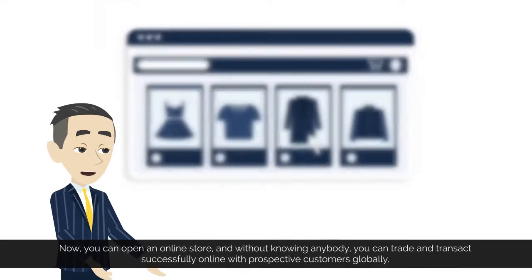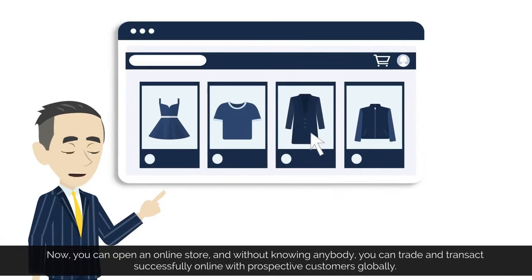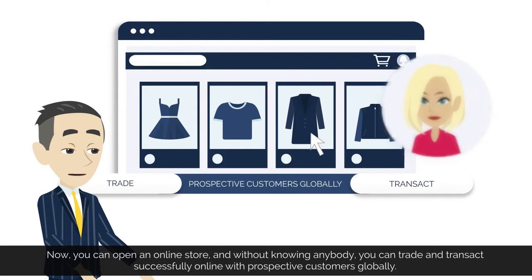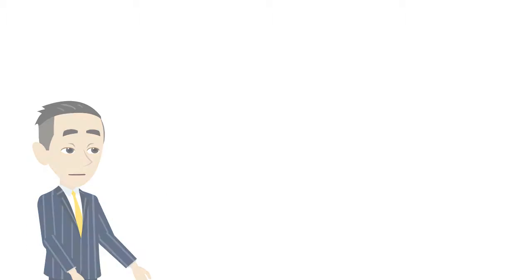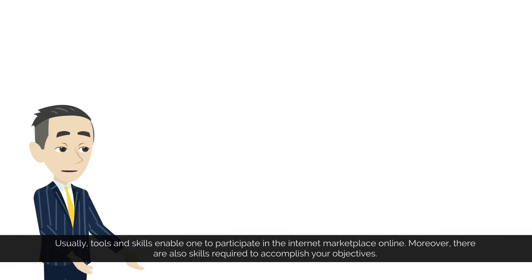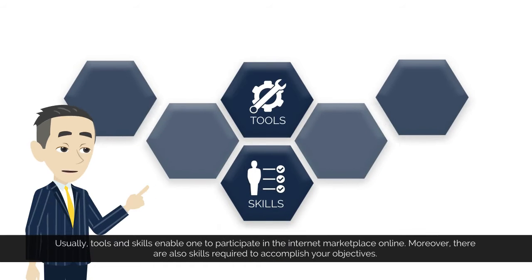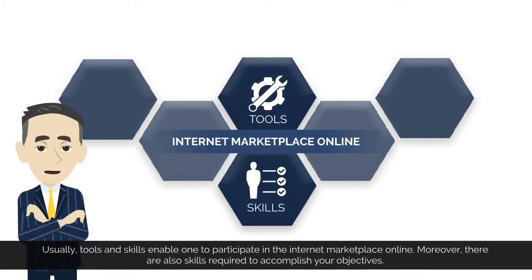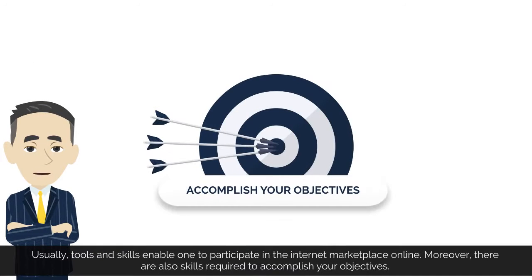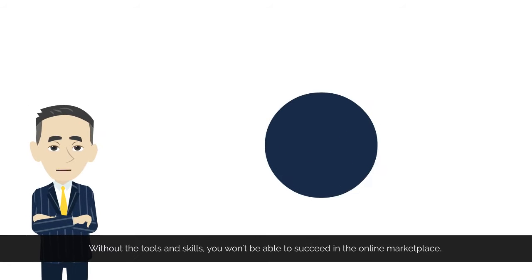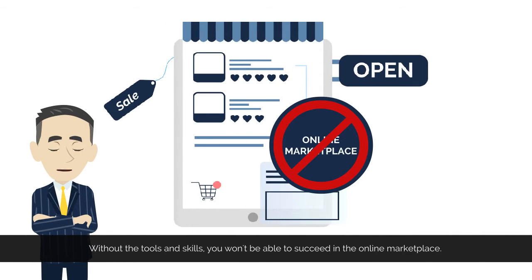Now, you can open an online store, and without knowing anybody, you can trade and transact successfully online with prospective customers globally. Types of tools and skills. Usually, tools and skills enable one to participate in the internet marketplace online. Moreover, there are also skills required to accomplish your objectives. Without the tools and skills, you won't be able to succeed in the online marketplace.